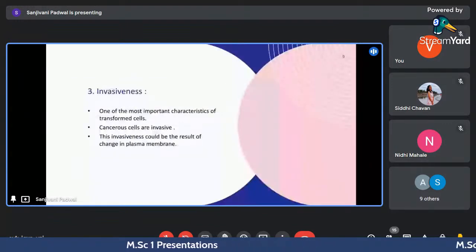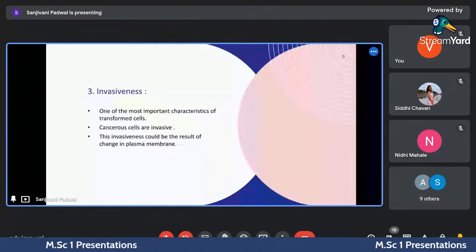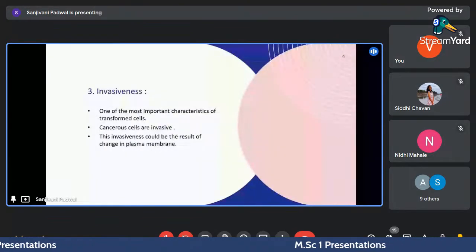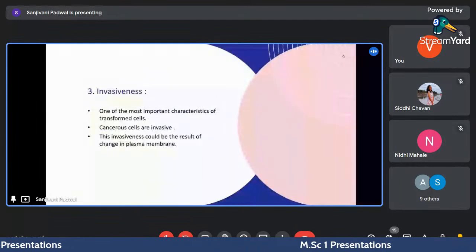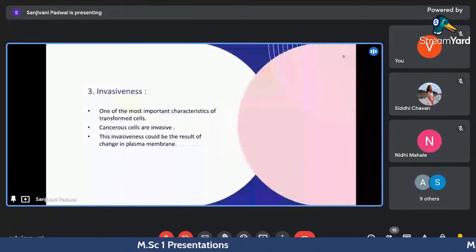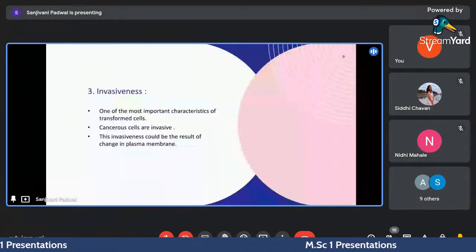Third is invasiveness. Invasiveness is one of the most important characteristics of a transformed cell. Cancerous cells are invasive. The invasiveness could be the result of a change in the plasma membrane or of proteases released by the cells.